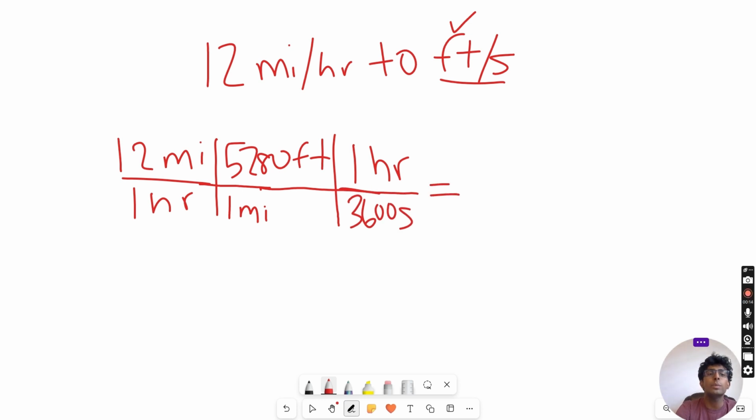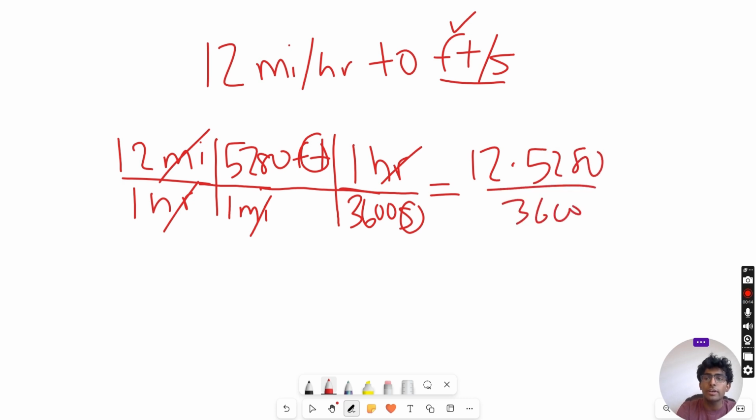So now, when we cancel these out, we're going to get our conversion factor of feet per second. So it'd be 12 times 5280 over 3,600 feet per second. If we were to use our calculator to figure that out, it would be 12 times 5280 divided by 3,600. So that gives us 17 feet per second. Remember, you can use a calculator on the SAT and PSAT. So that would be the answer there.